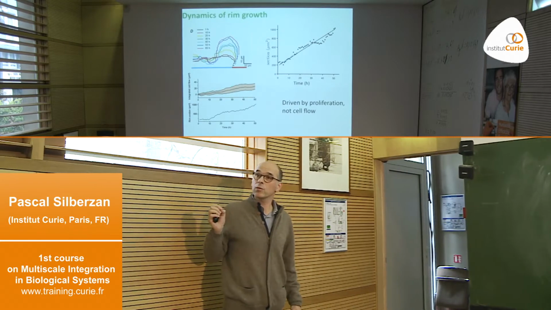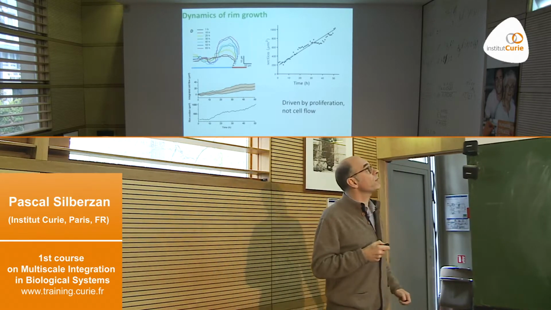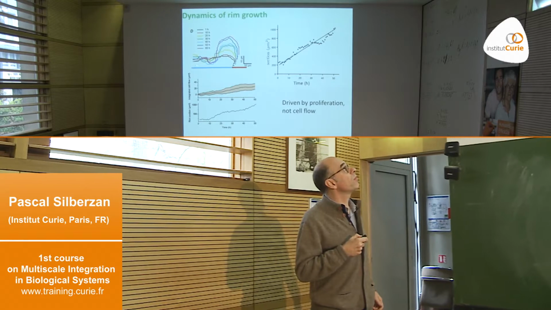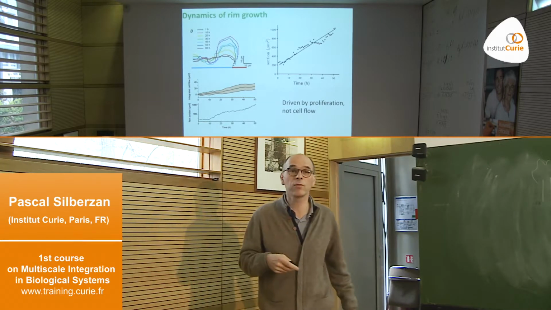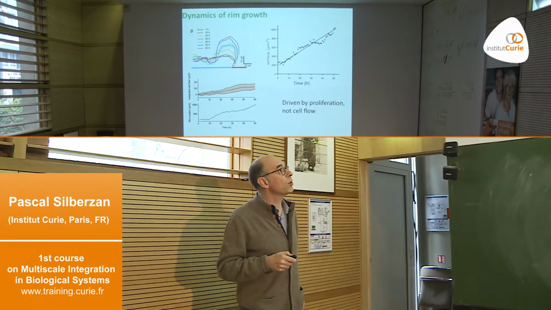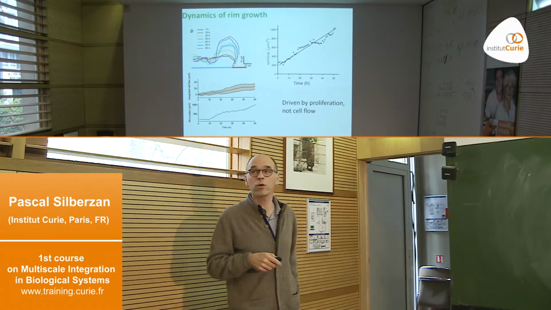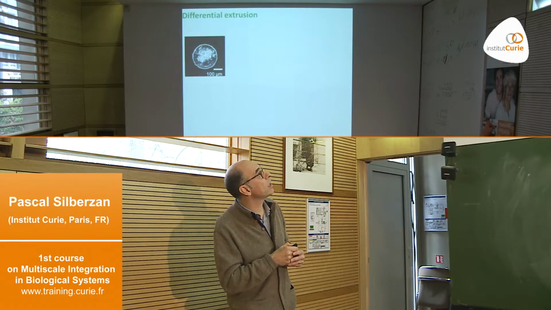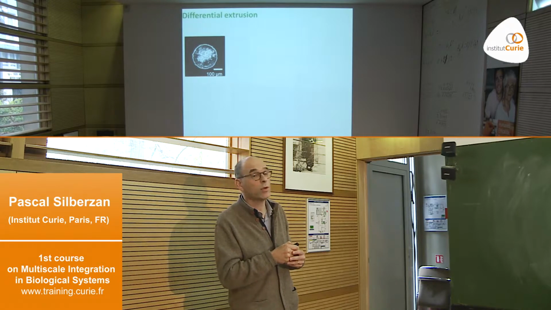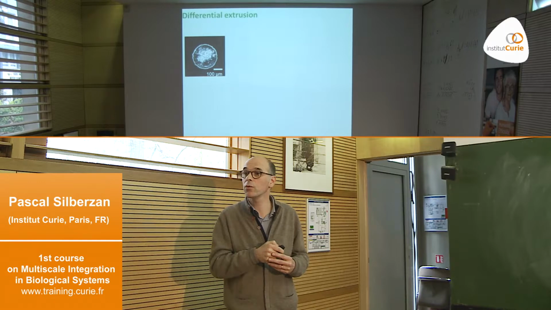So where does this come from? Well, this comes not from a flux of cells from the inside to the outside, as we could have thought at first, but mostly, if not only, by proliferation. If you look at what happened at late times, you see that you have this single cell extrusion in the center, but almost nothing here in this area which will become the rim.